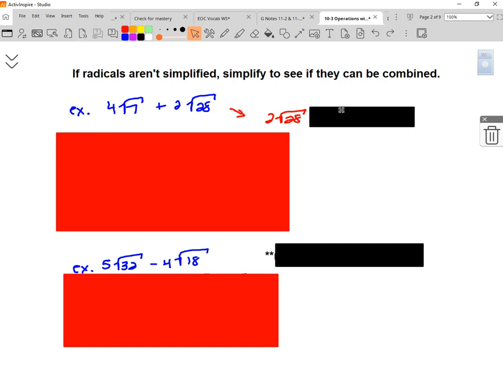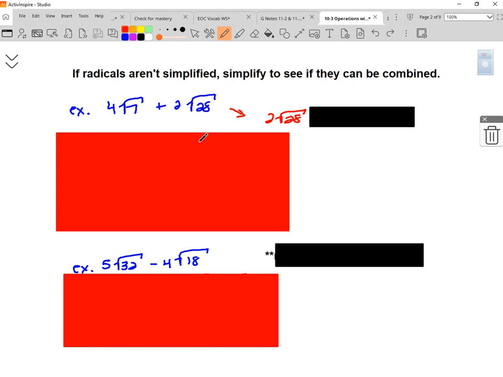Okay, so if radicals aren't simplified, we simplify them to see if they can be combined. You can do this underneath what we just finished before we go to the second page. So let's put this example in, and I think we can say example 5. It doesn't really matter, you just write example. 4 square root of 7 plus 2 square root of 28. It looks like right now that they can't be added because the number under the radical isn't the same, right, Paul?